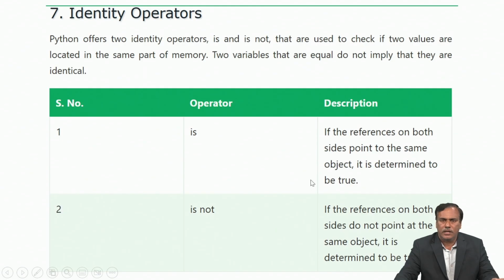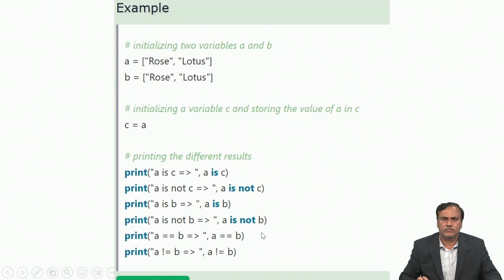And is not is the reverse of this. So this is an example. Here A and B are two lists having the same values, but they have different names. Then I am assigning A to C. So I am assigning A to C, and then I am printing A is C. A is C in the sense, are A and C both referring to the same object or not?